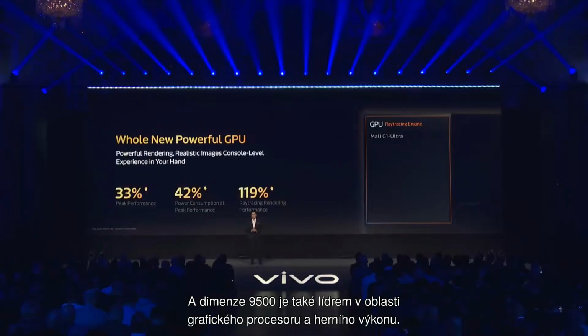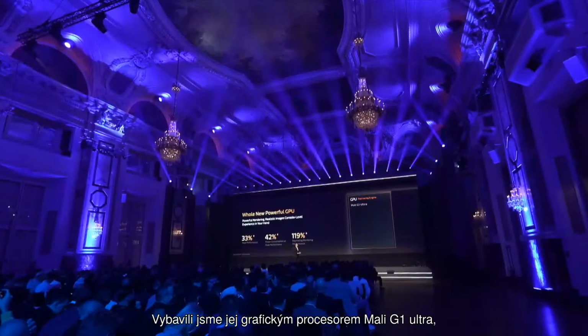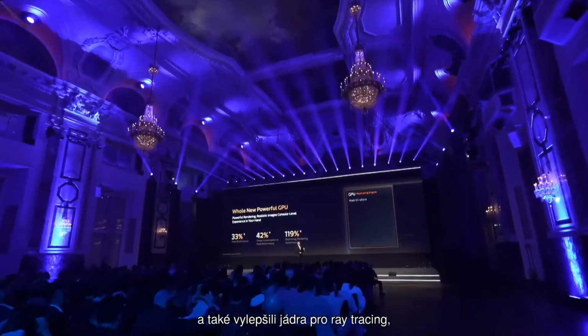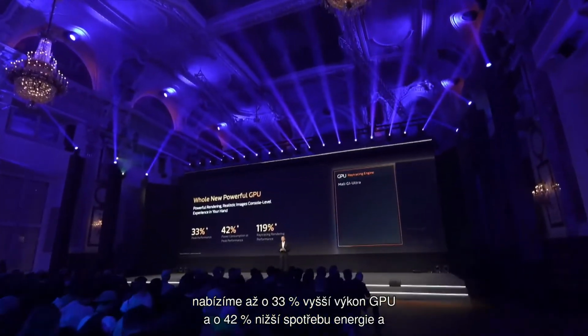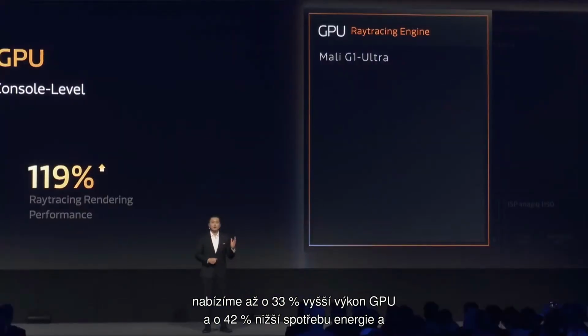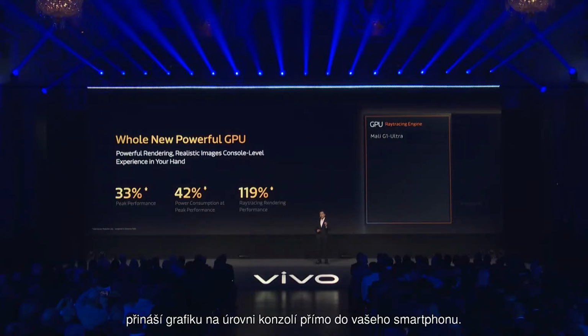And the Dimensity 9500 also leads the way in GPU and gaming performance. We have equipped it with the Mali G1 Ultra GPU and also upgraded the ray tracing cores, offering up to 33% better peak GPU performance and 42% lower power consumption. And ray tracing performance has also improved by an impressive 119%, bringing console-level graphics right to your smartphone.